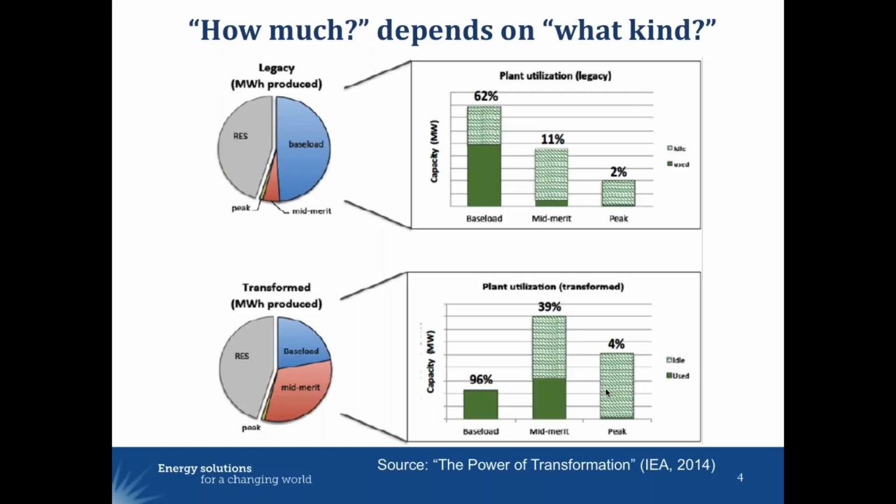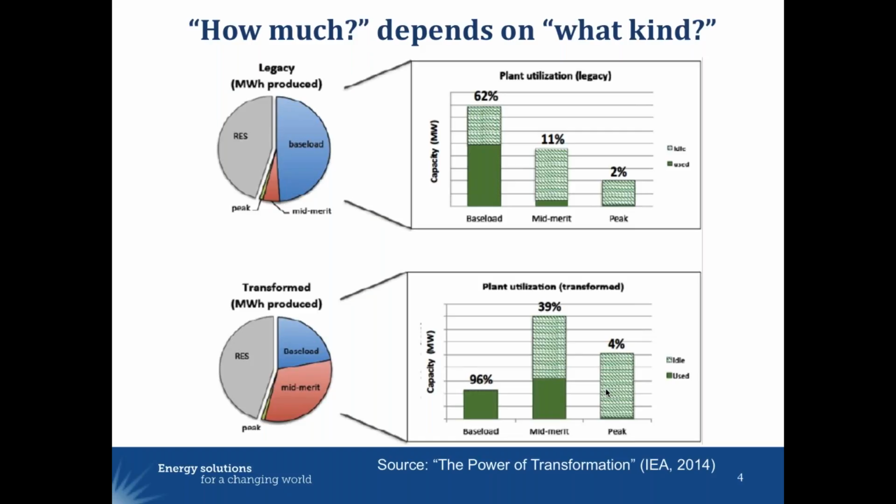In the top case, you end up with what is fundamentally an economically or financially unstable industry structure, where the baseload plant is experiencing load factors in the low 60s, which for baseload generation is not a sustainable situation.